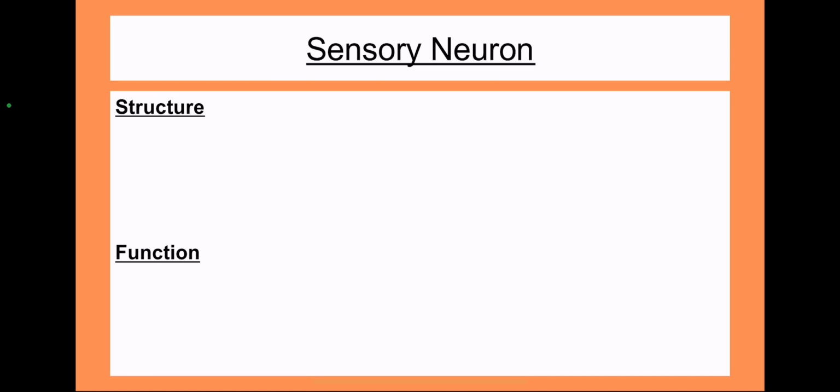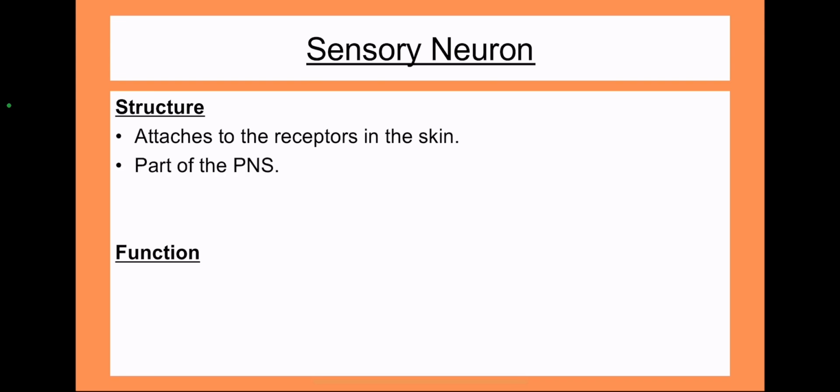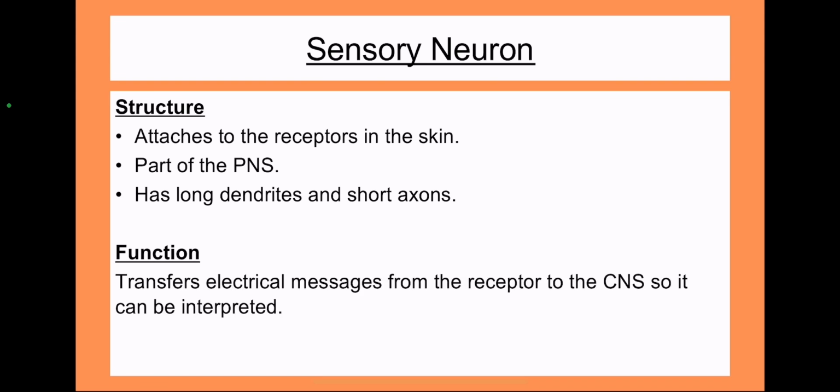The first one is the sensory neuron, which essentially attaches to the receptors in your skin. It's part of the peripheral nervous system, and it's got long dendrites and short axons. What its main job is to take messages from the receptor and transfer them up to the central nervous system so that the central nervous system can then interpret them. So essentially, if you're burning your hand or something sharp is pressing onto your arm, for example, the sensory neuron will pick that message up from the receptor and take it to the central nervous system.